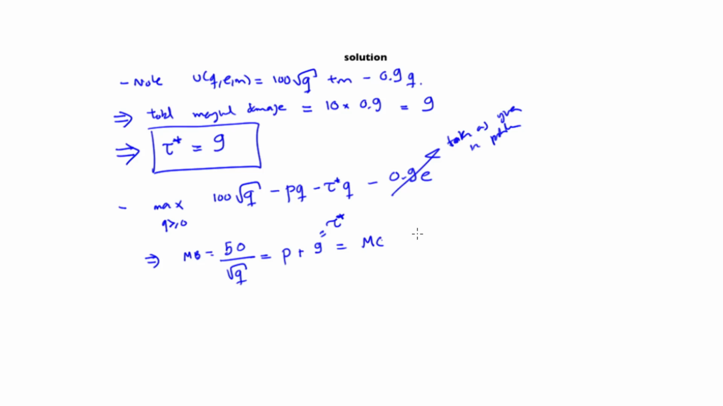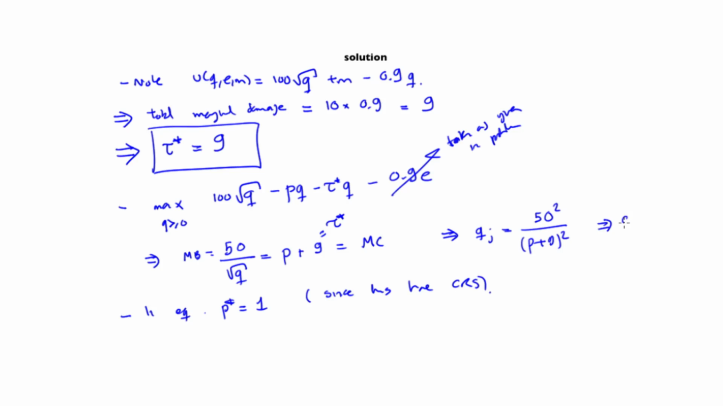But this implies that the demand for every consumer is, doing the algebra, (50 over p plus 9) squared. Now, we know that in equilibrium, p star has to be equal to 1, since the firms have constant returns to scale. And we also know that the market demand is going to be 10 times this, which is 10 times (50 over p plus 9) squared.